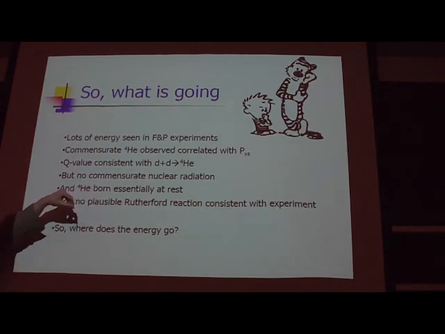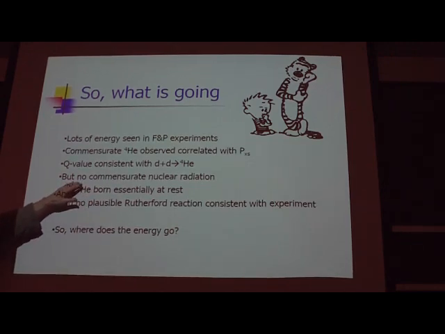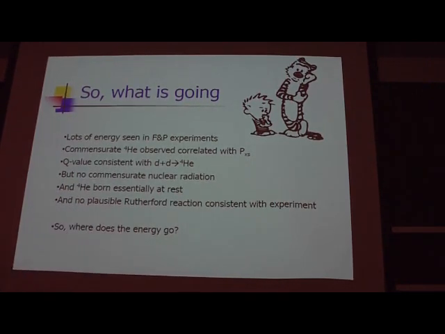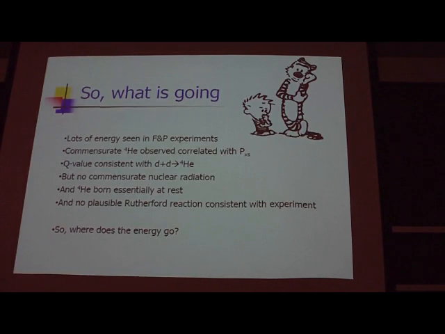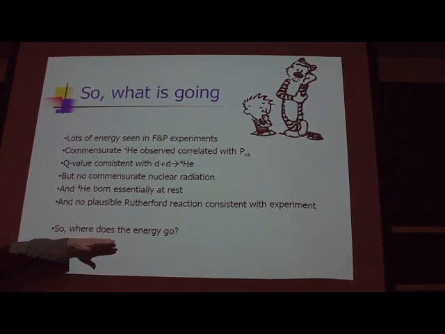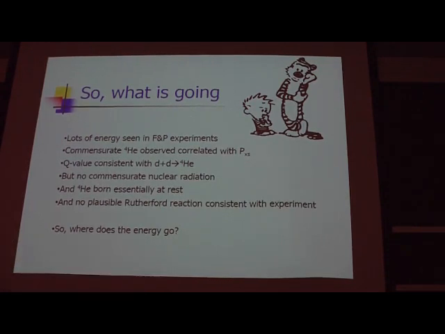So if helium is a reaction product, the helium is born at rest, and there is no commensurate nuclear radiation. No plausible Rutherford reaction consistent with experiment. So a rational question is, where in the world is the energy going? Namely, if you got two deuterons coming together making helium-4, normally you get a gamma coming out. There's no way to hide or block or convert the gamma, and the gamma is just simply not there. So where is the energy going?